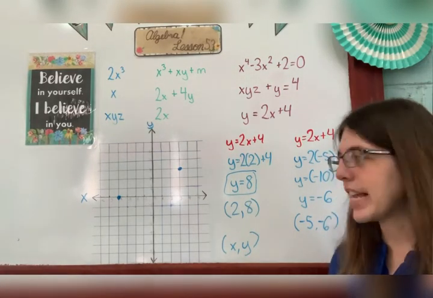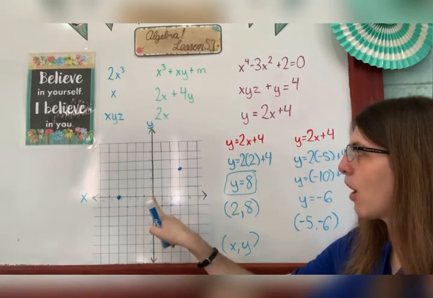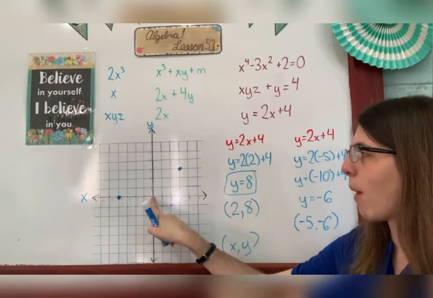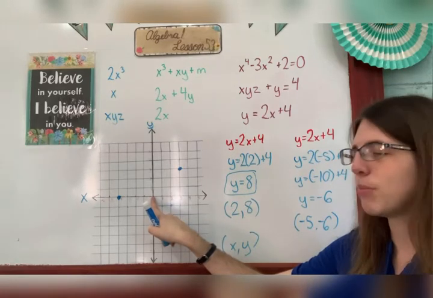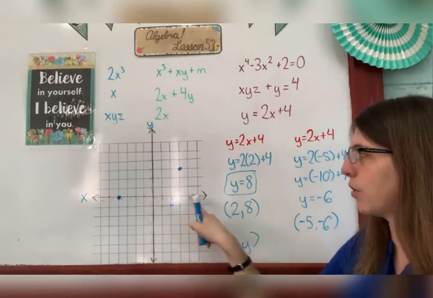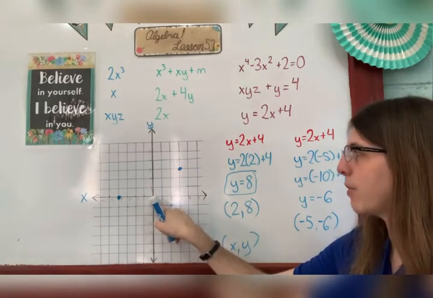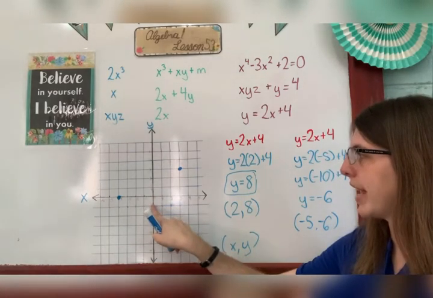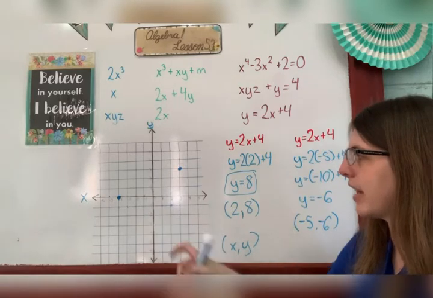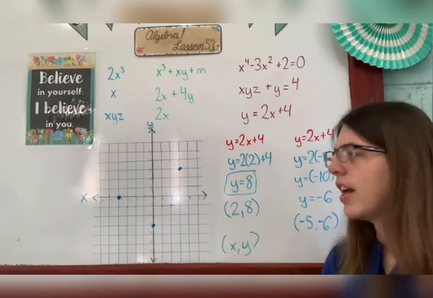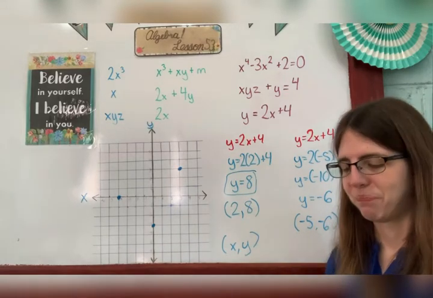Okay, let's try another one. 0, negative 3. So 0 is my x, so that means I don't move anywhere on my x-axis. I don't go this way, I don't go this way. It's 0. Negative 3, okay, that means I go down. Negative 1, negative 2, negative 3. So there's the graph of my point.